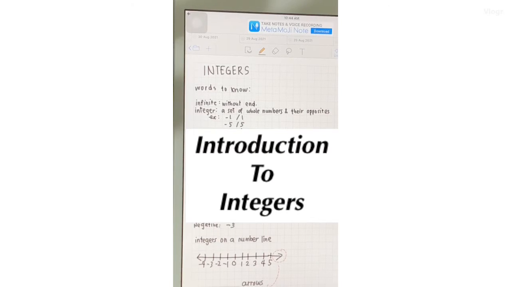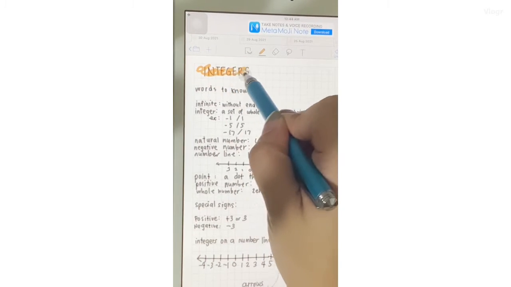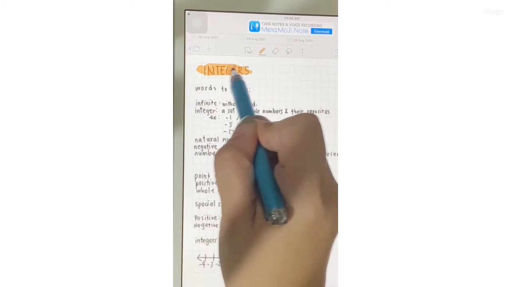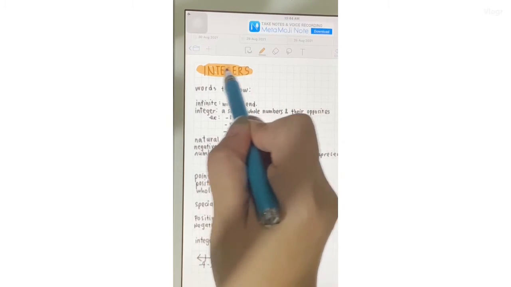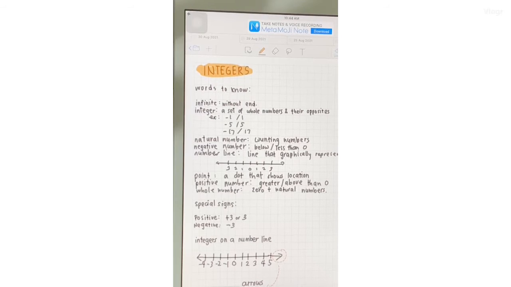Hi, good morning. Today we will be talking about integers. We already discussed this last school year, but let's just do a quick refresher today.